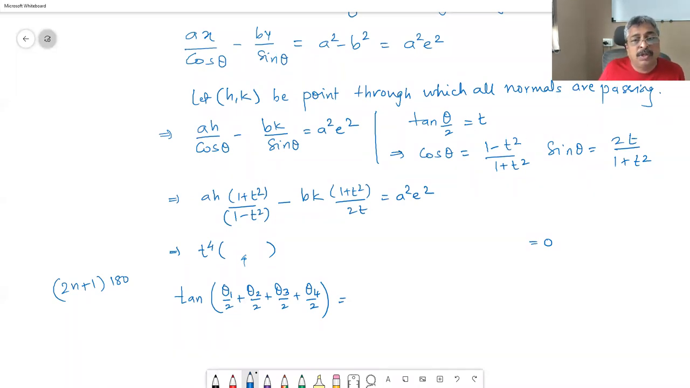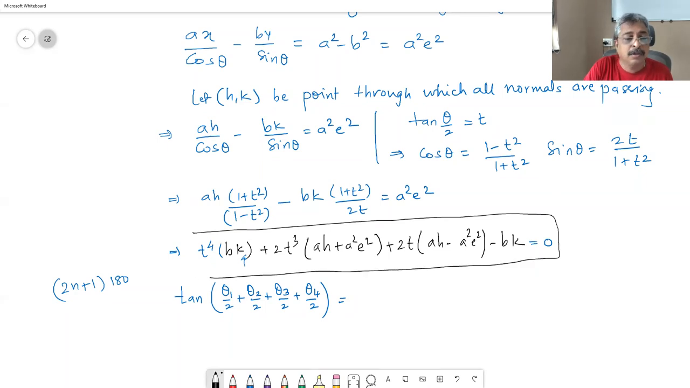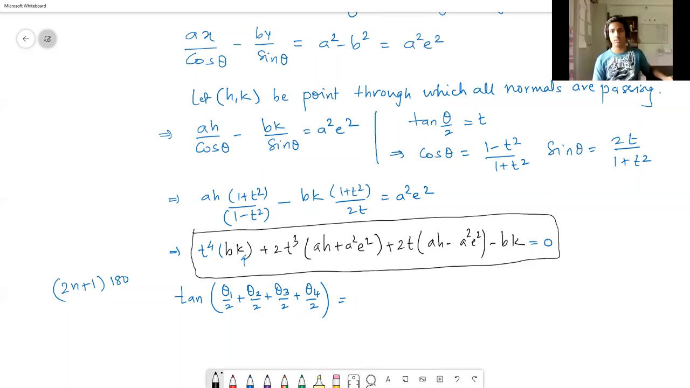Okay, so the fourth degree equation in t, I will write directly, and it looks like this: t fourth into bk plus 2t cube into ah plus a square e square plus 2t into ah minus a square e square minus bk. Can you confirm this? Is it correct? This is an important equation. It gives us a lot of information.